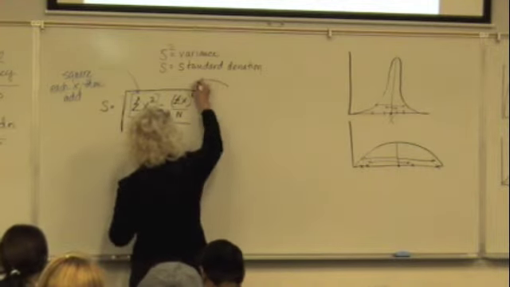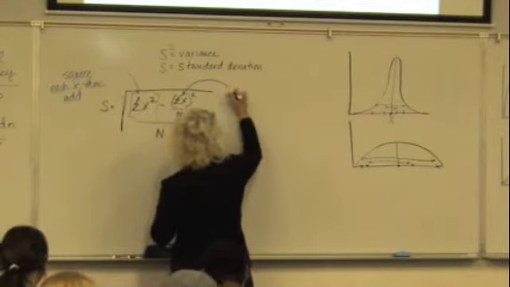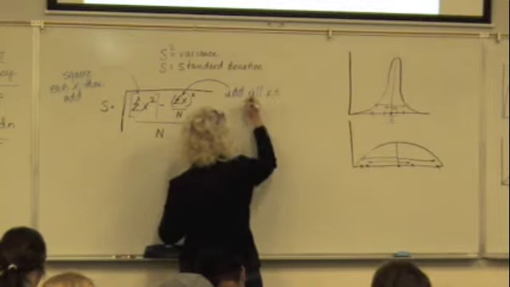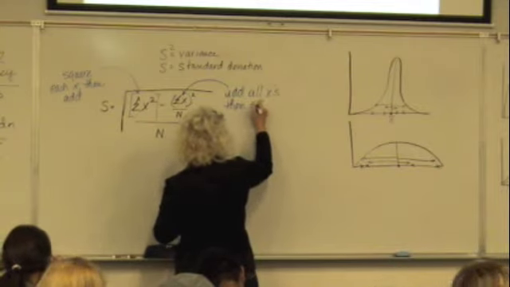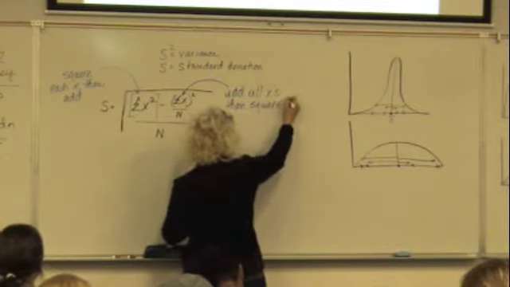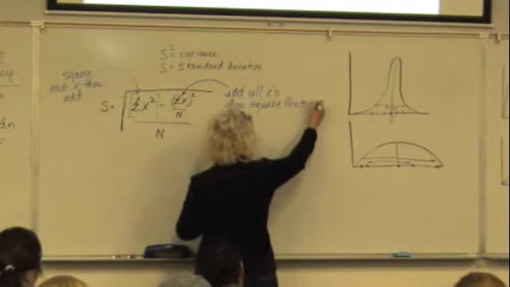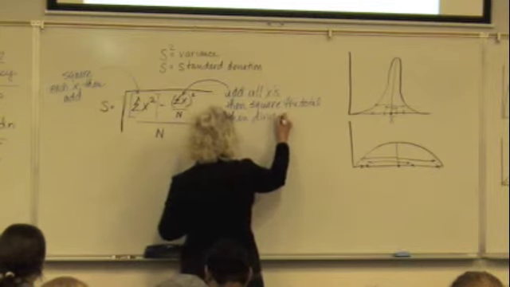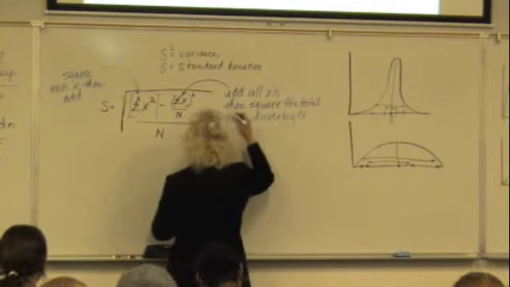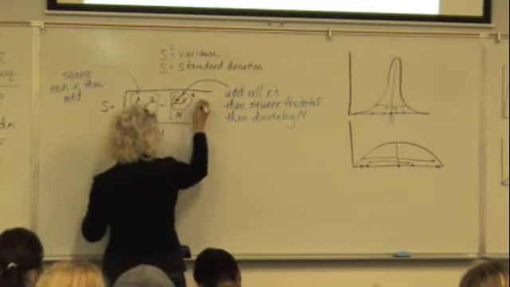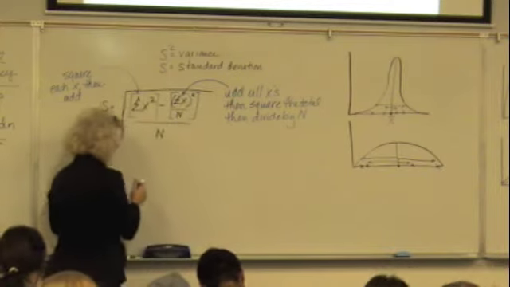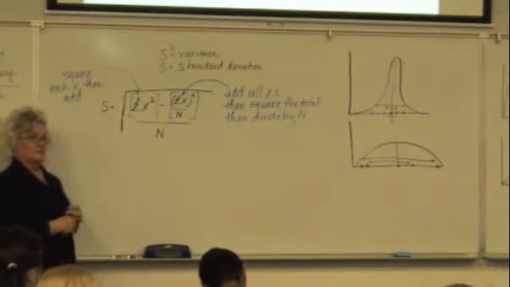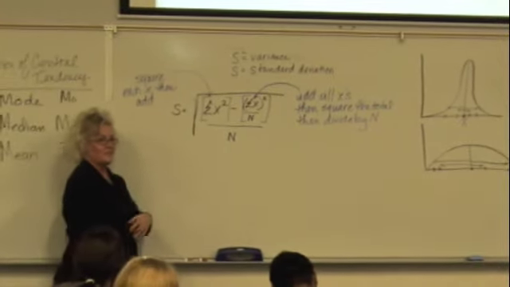This one says something very different. This says add all x's, then square the total, then divide by 10. And put brackets around that. So you do those two things first. Doesn't matter which one you do first.